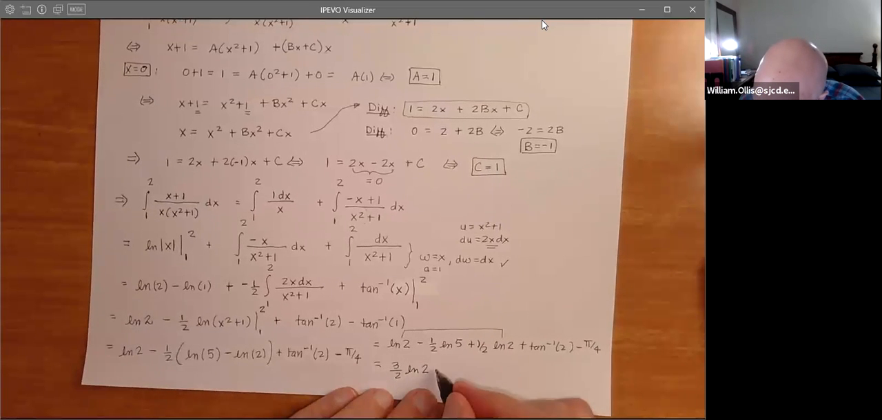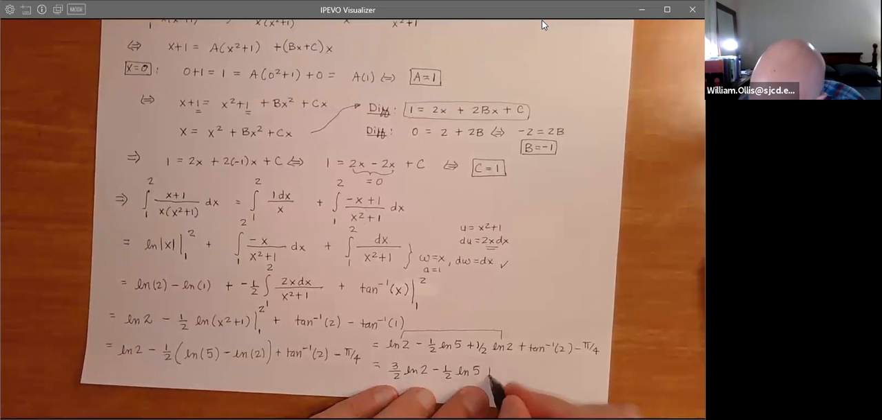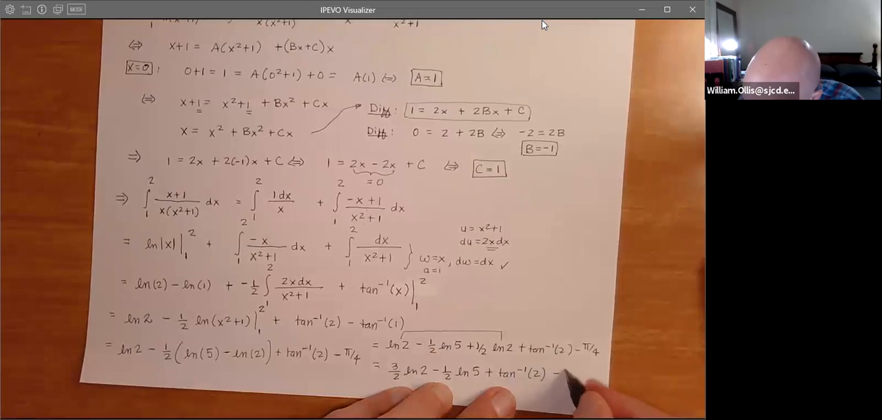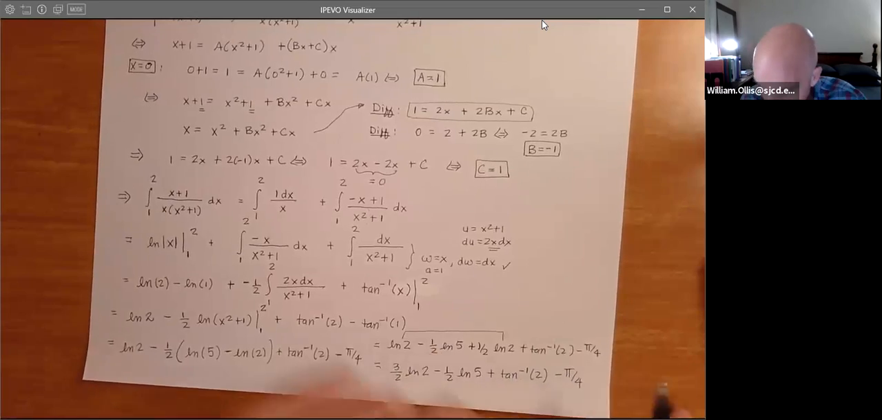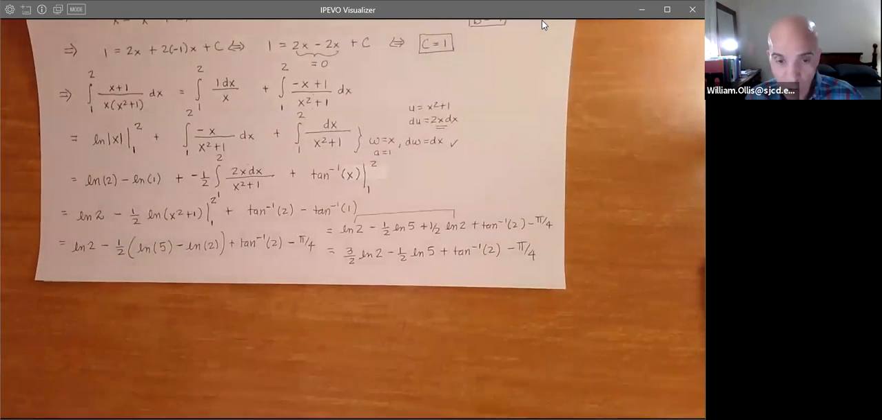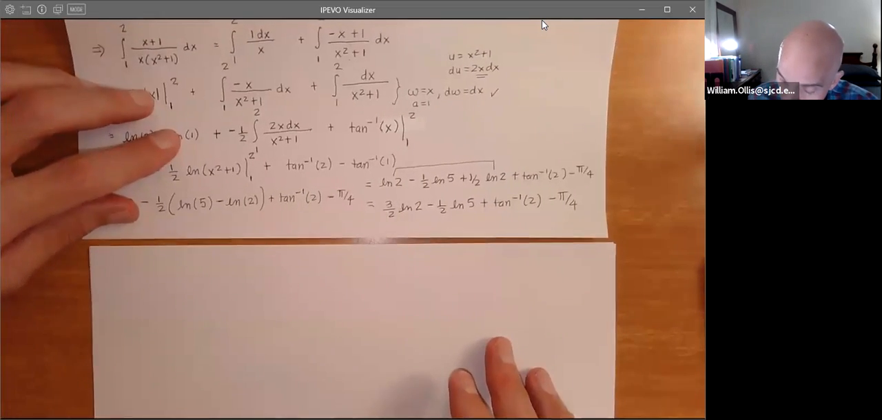Now, of course we have the minus, you're seeing what I'm doing here. We're going to eventually put these together. So this term we just write down, inverse tangent of 2 minus pi over 4. And of course, if you got to this point, WebAssign would be fine, but you might be looking for a response that's a little bit cleaner. So we can use our laws of logarithms.